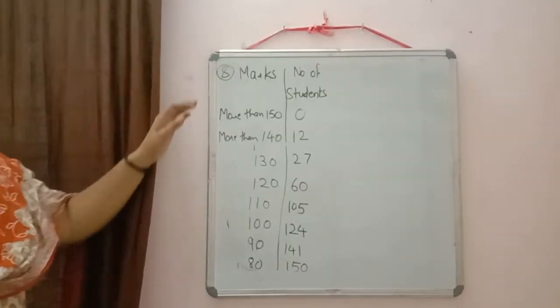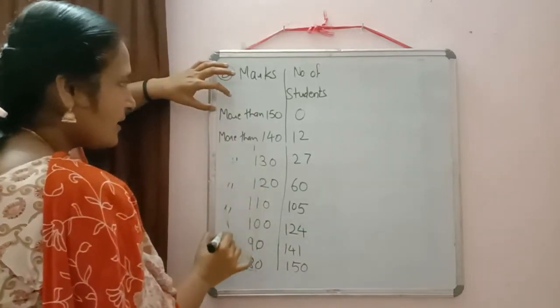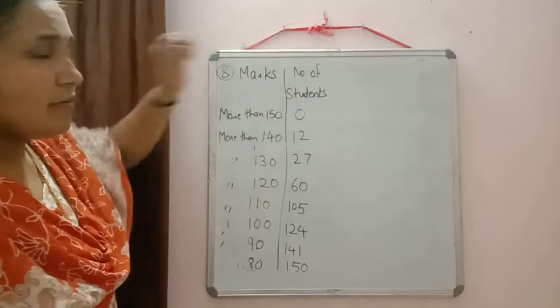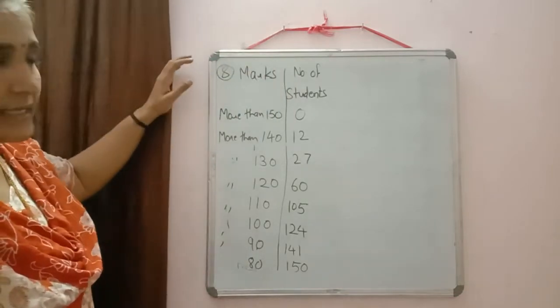Now just to check all of you. Next question, it is written marks. Here, it is "more than" marks and number of students. So here also class intervals are not given. We have to make the class intervals.